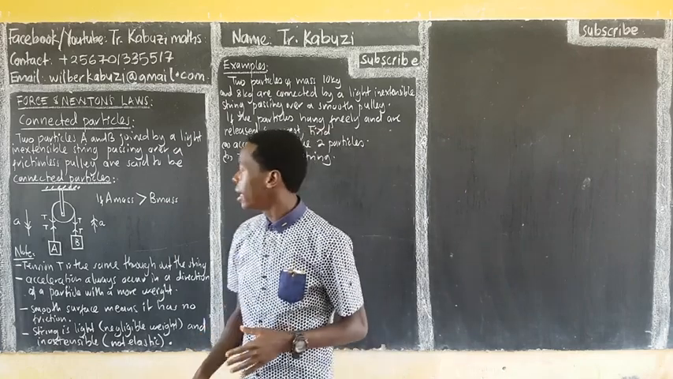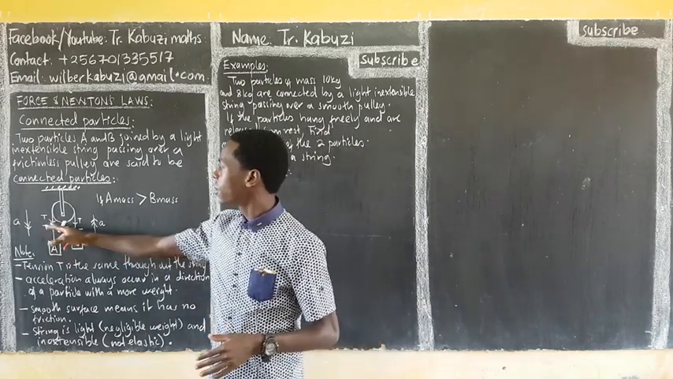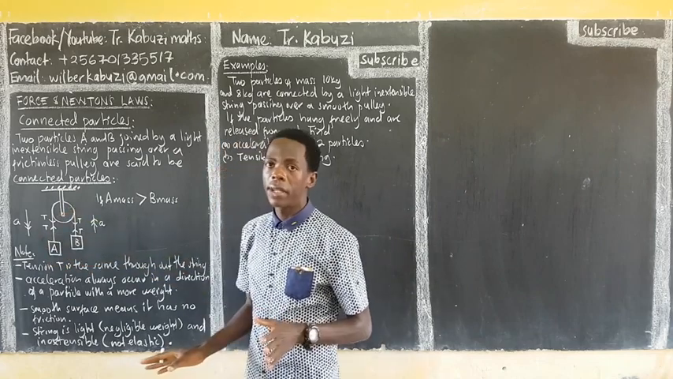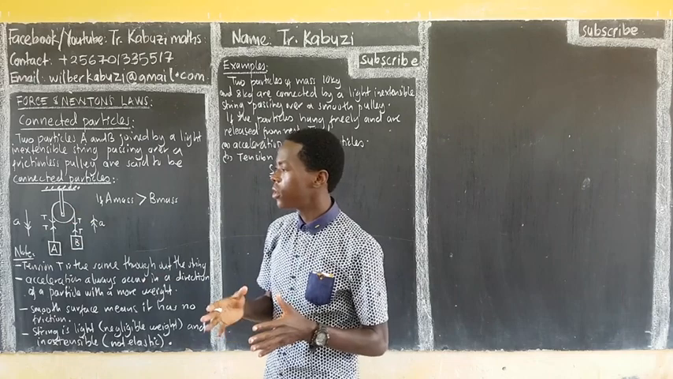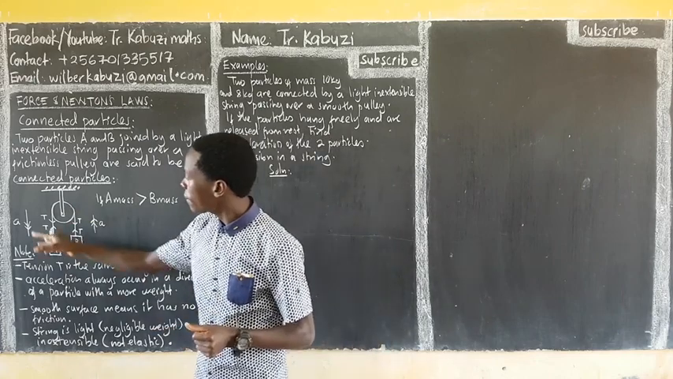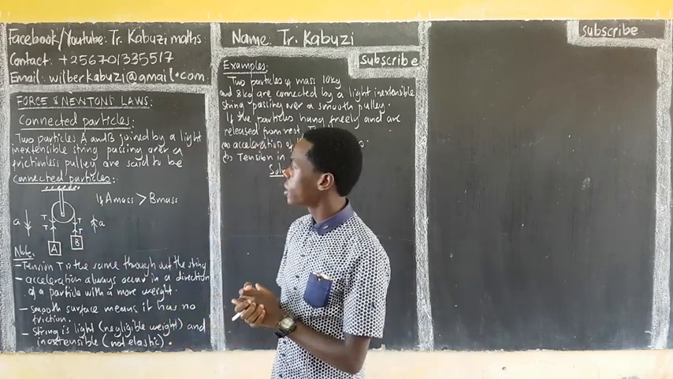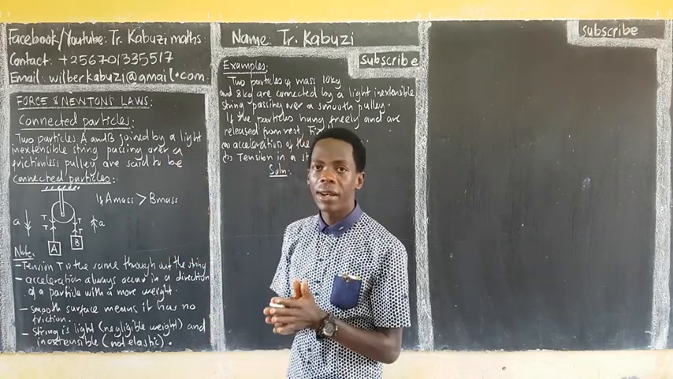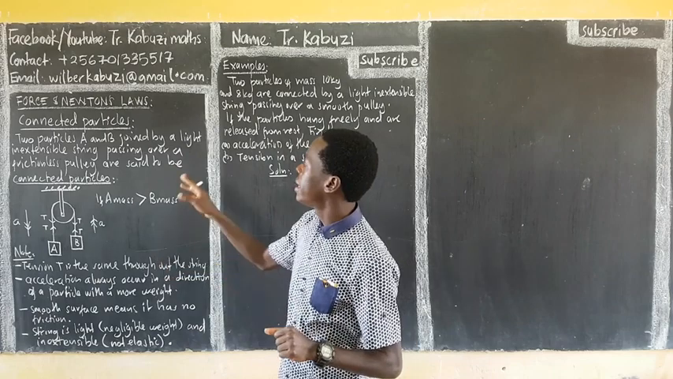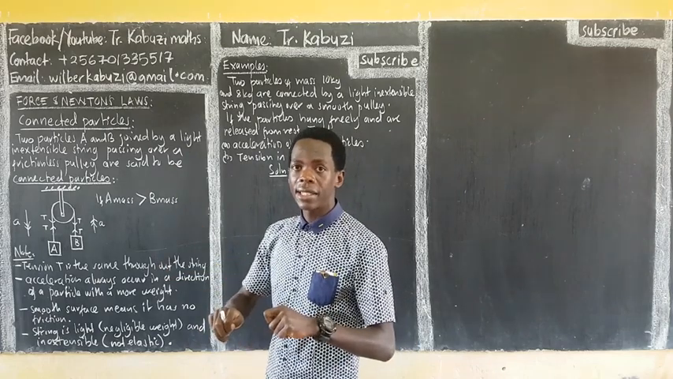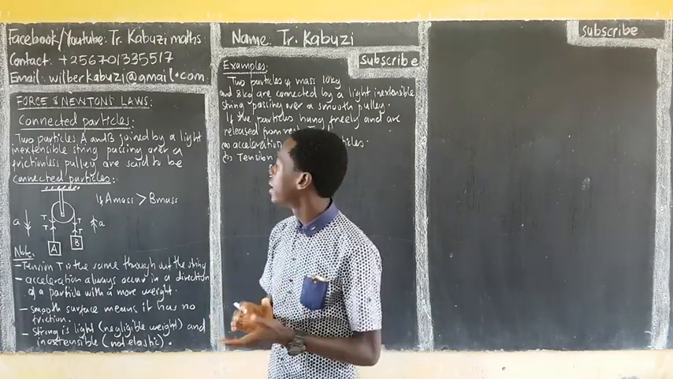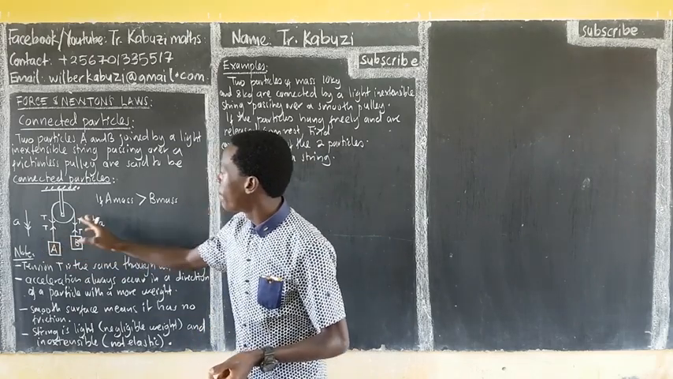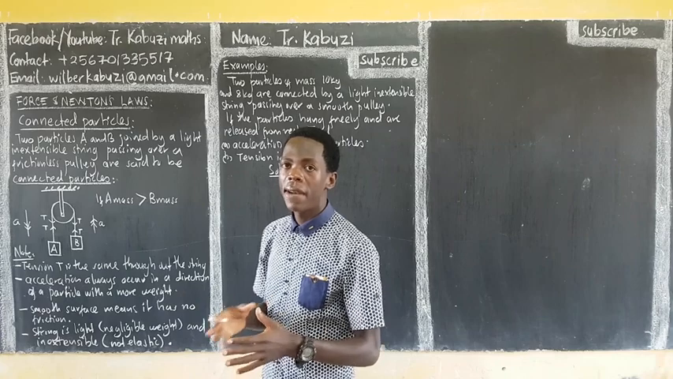So let us see. If I have a string connecting these two particles A and B, passing over a pulley, the pulley is said to be frictionless. The string is light, so its weight is negligible. Inextensible means it is not elastic, so it is firm.